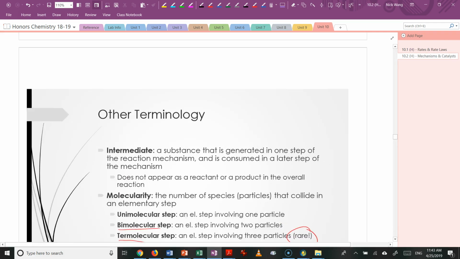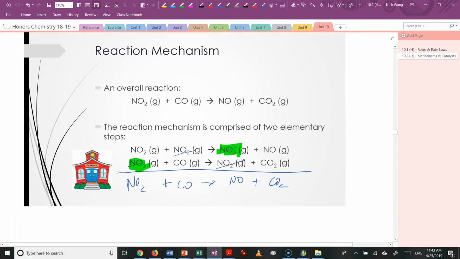But it's possible. So I'm going to scooch back up here. Let's talk about the molecularity of this example. NO2 and NO2. So we're going to look at this elementary step and take a look at how many particles it took for this first step to occur. The first one's going to be bimolecular. Okay, this is going to be bimolecular.